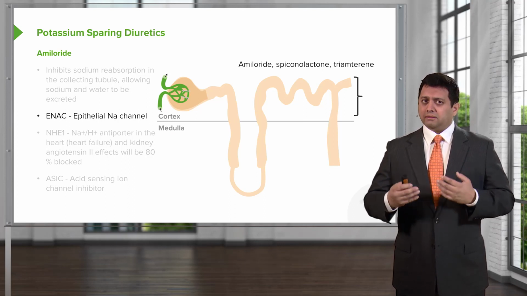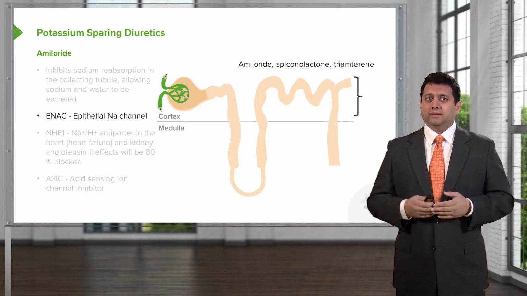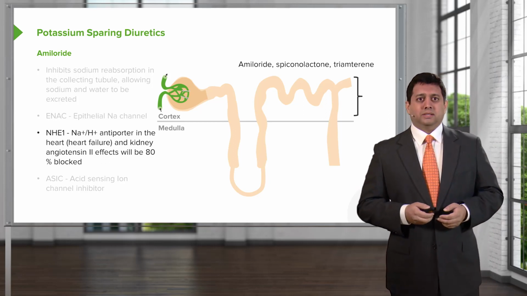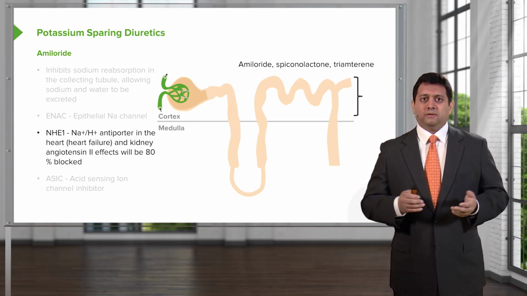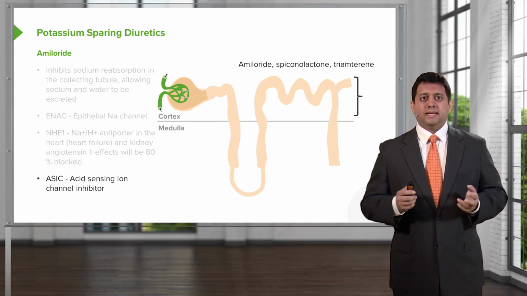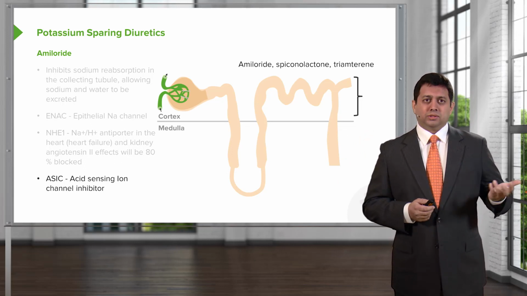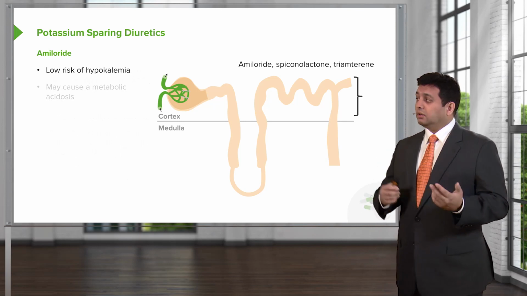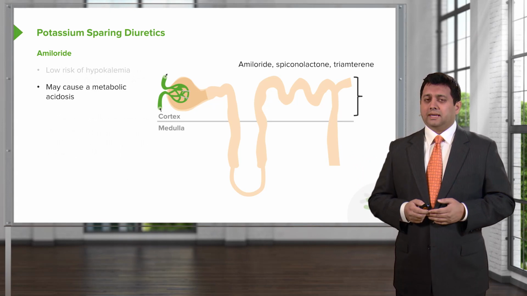There are 3 channels that we want to talk about where amiloride could have an effect. There's the ENaC, or the epithelial sodium channel. There's the NHE1, which is the sodium hydrogen antiporter. That works in the heart, in heart failure, and it also works in the kidney. The ASIC, or acid sensing ion channel inhibition, is also another potential action that amiloride works through. There's a low risk of hypokalemia for obvious reasons, and it does cause a metabolic acidosis.